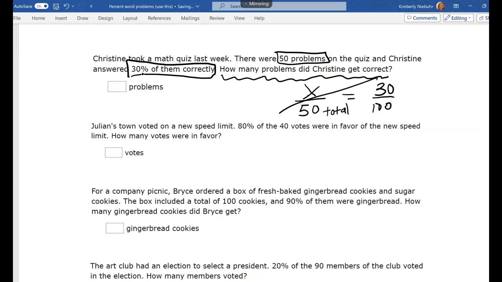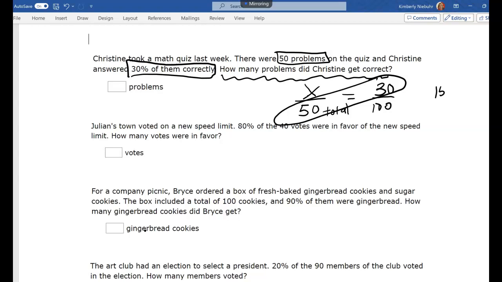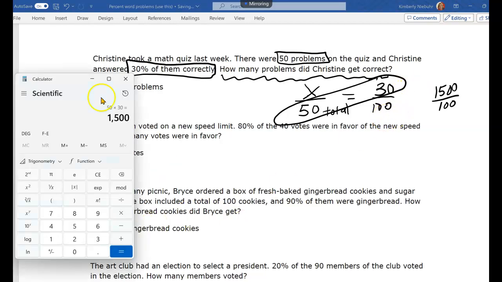So let's cross multiply 50 times 30. 50 times 30, and that equals 1,500. And now we're going to divide. We're going to divide by 100 because that's what's left. Okay, so it's already in the calculator, which is cool. 1,500 divided. There's our divisor bar, divided by 100.